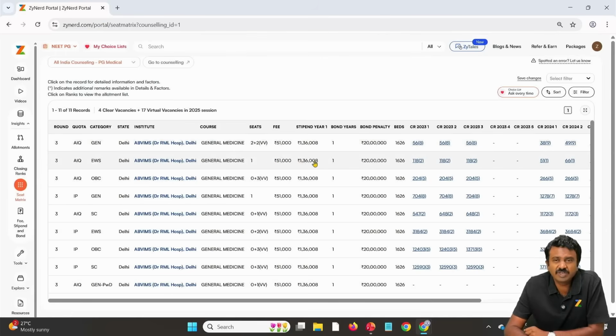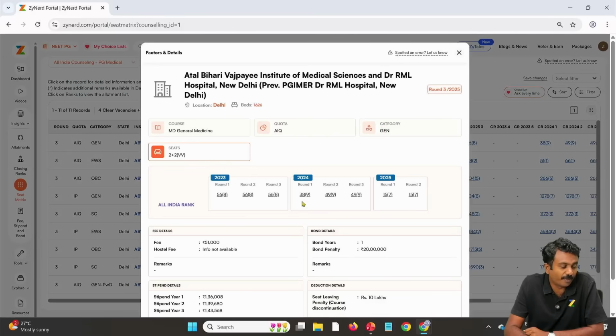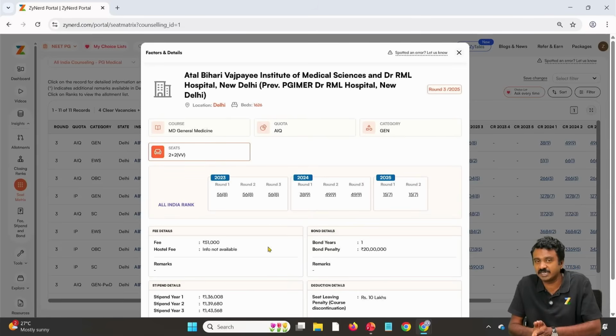What are we going to do? We are just going to get information on this. How do I get information on this? I click on this record anywhere and it will open up this pop-up. This pop-up has complete factors and details that you would need for evaluating the seat. To the extent possible, we have done it. Clinical factors, etc., we have not got in Zyner in terms of units, caseload, case preferences, etc. But that translates into the closing ranks. We will tell you how.